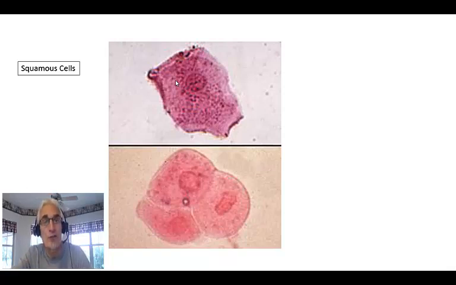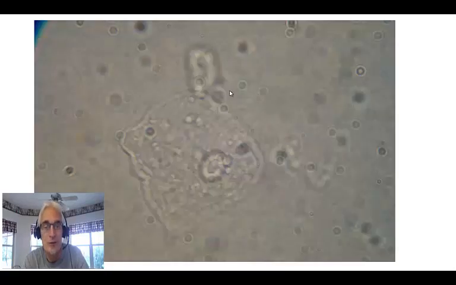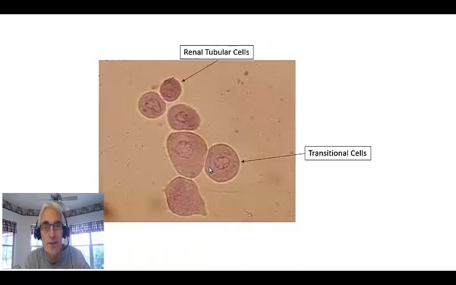They urinate the first few drops, first little stream, and then catch them midstream. That way the epithelial cells, these epithelial squamous cells, are washed away so that you get what's truly inside the bladder. So you don't want a lot of these epithelial cells. Now here's a real-life epithelial cell within the urine, that big pancake with that small pycnotic nucleus.